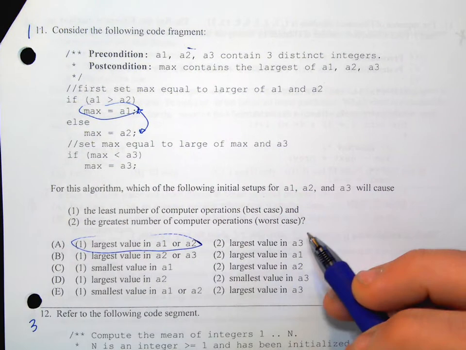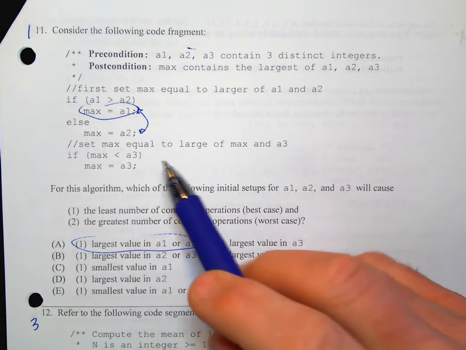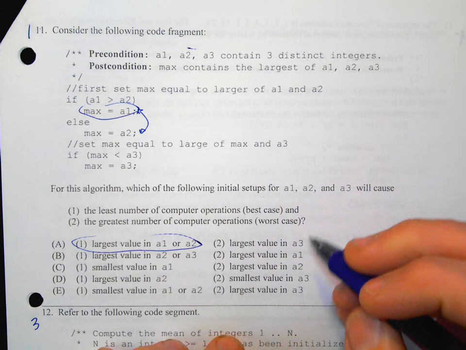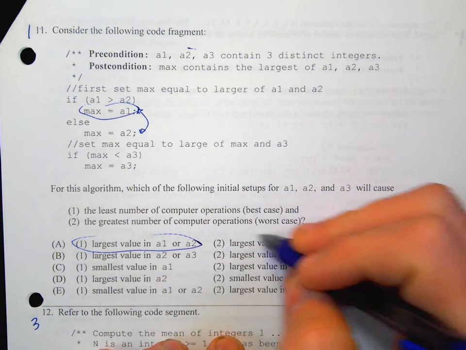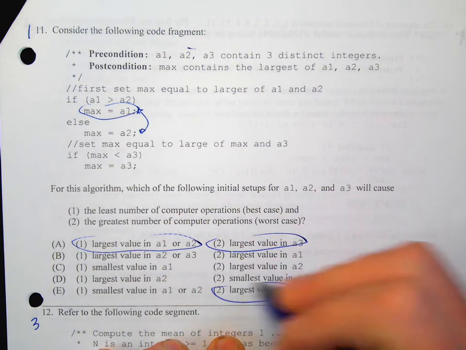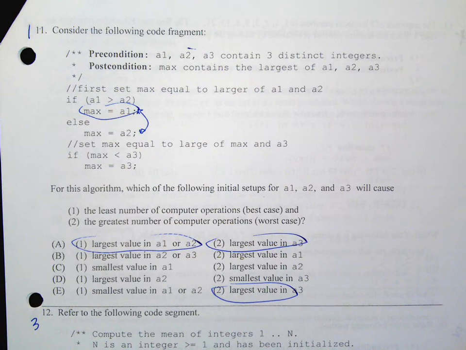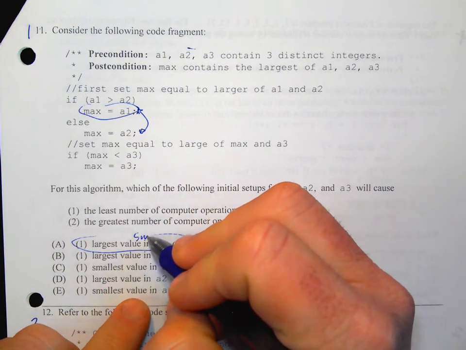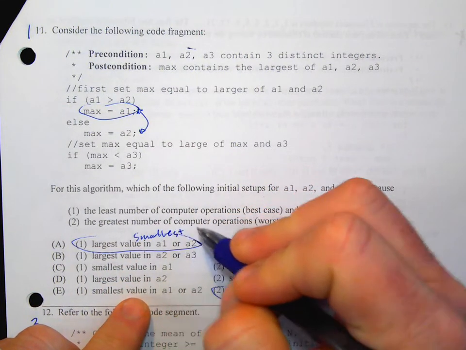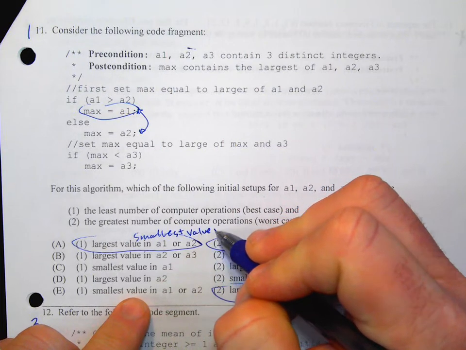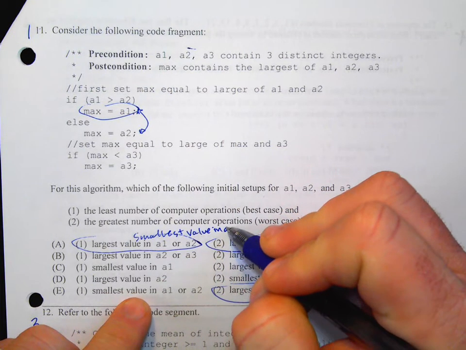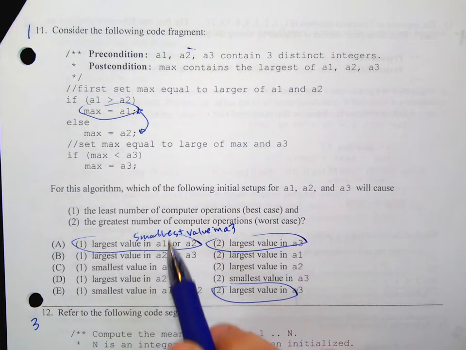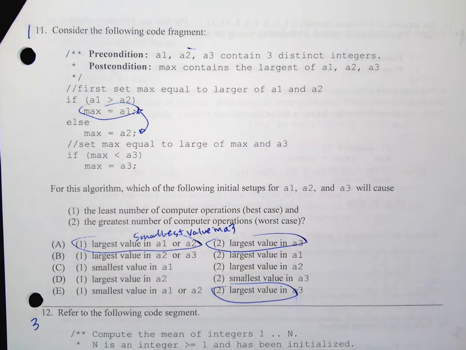Now, the worst case scenario would be that the largest value is an A3, right? That's for sure the worst case scenario. Largest value is an A3. So I guess another way of describing the largest value being in A3 would be the smallest value is in A1, which was not an option here, but that could be an alternative way of describing that situation.